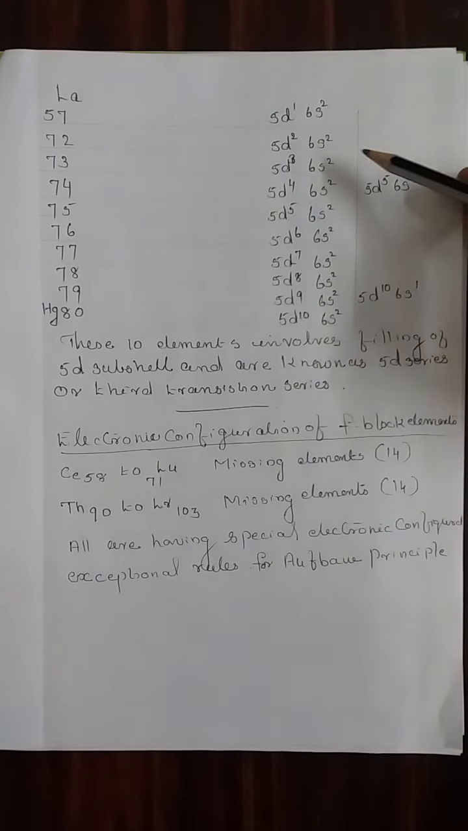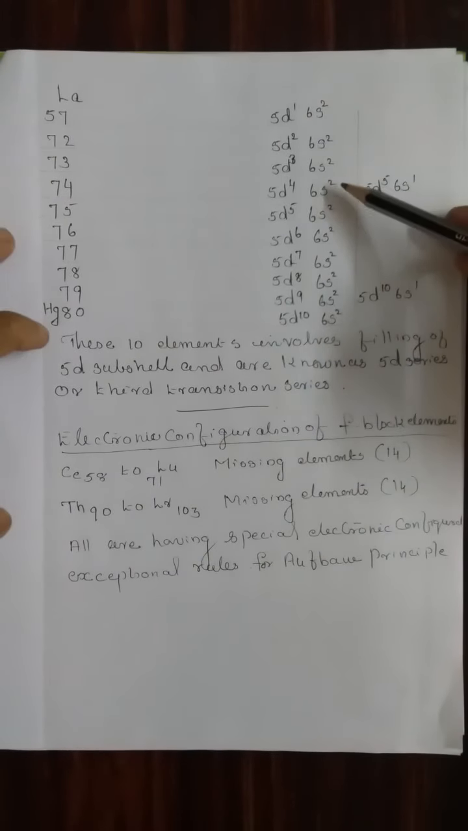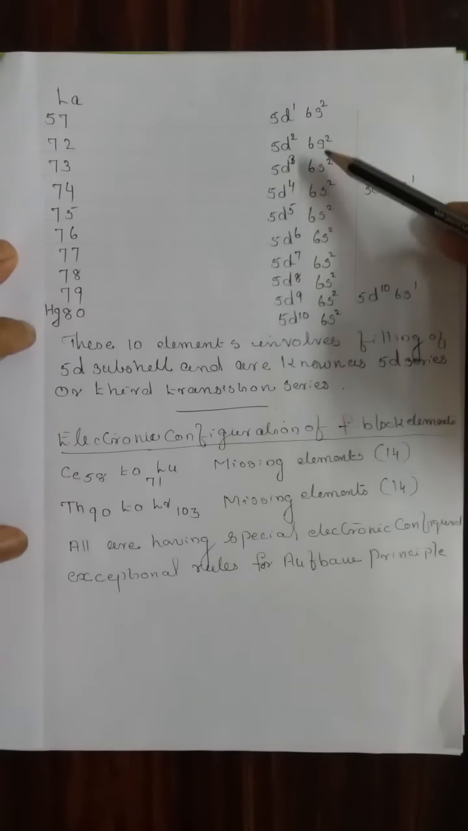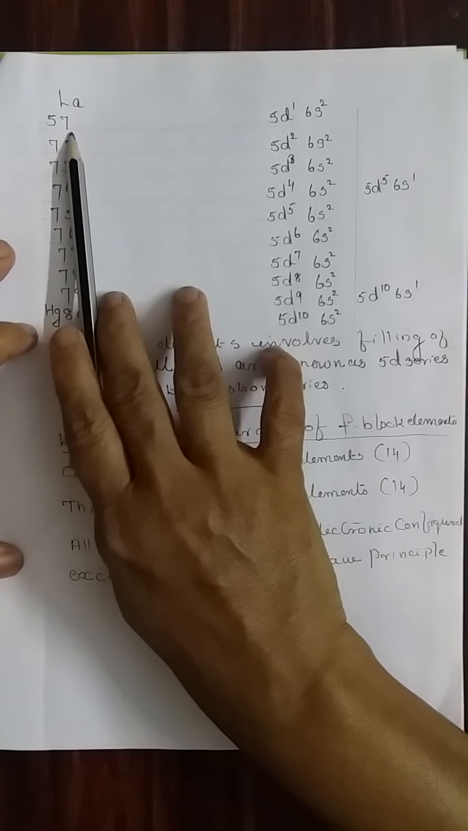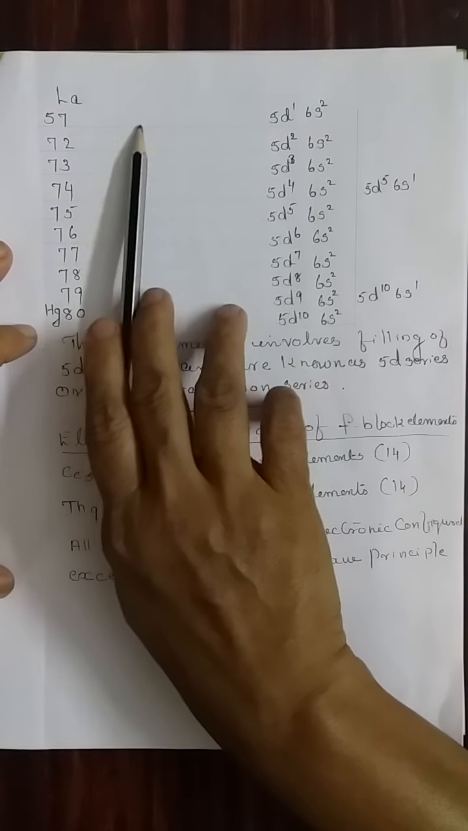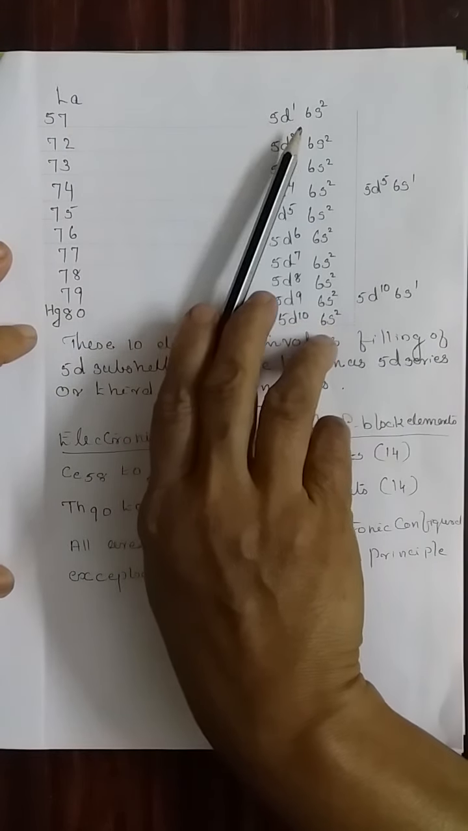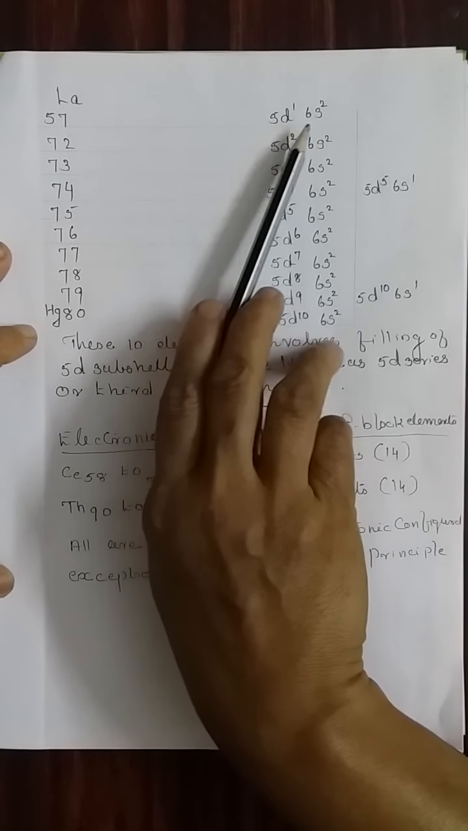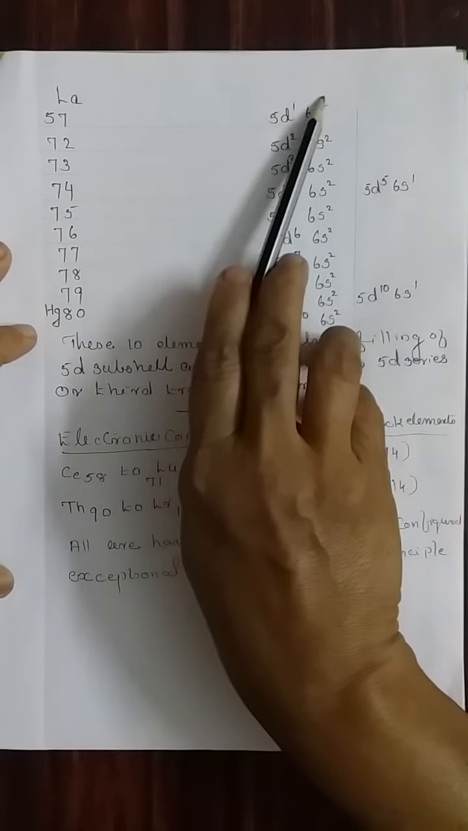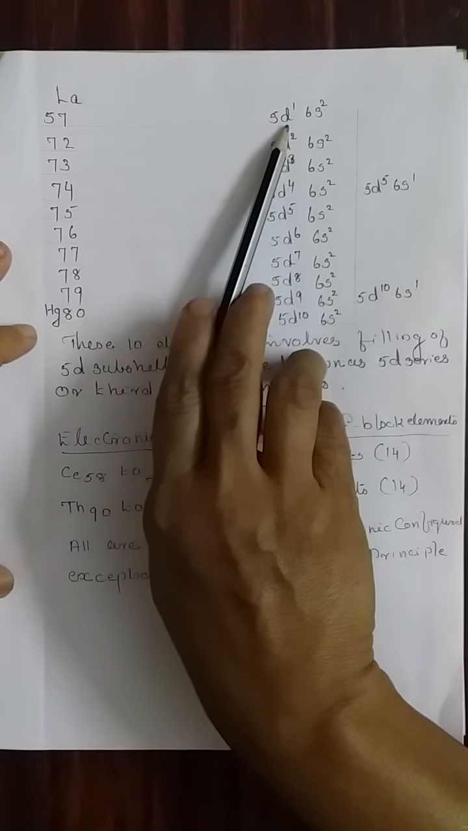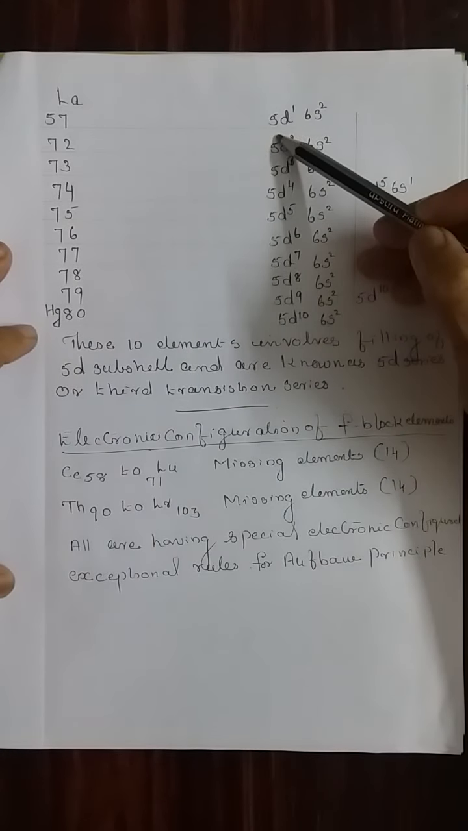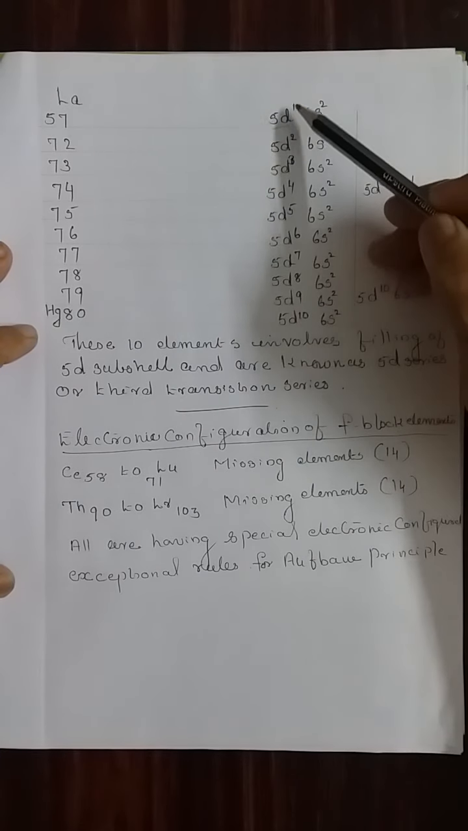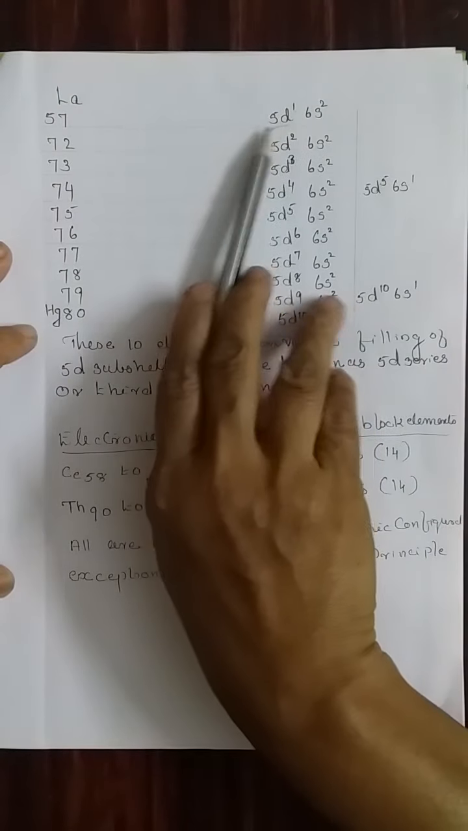In the 5d series, there is a lot of change in the electronic configuration. For example, lanthanum, atomic number 57. According to the Aufbau principle, the electronic configuration comes after filling the 6s2, the electron goes to 5d1. That is the main reason why lanthanum is placed in the d block element.